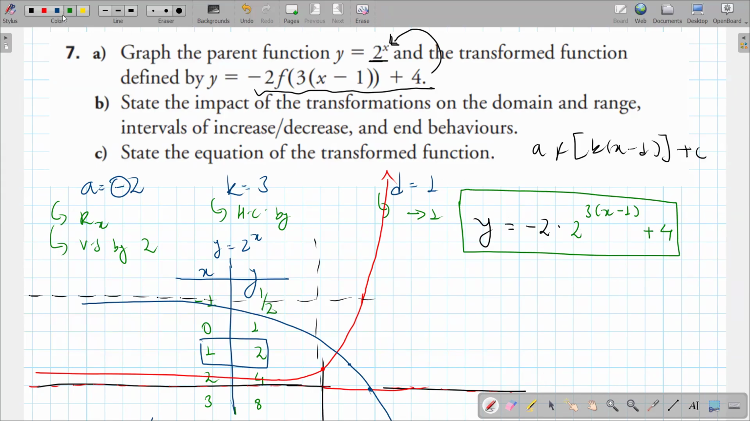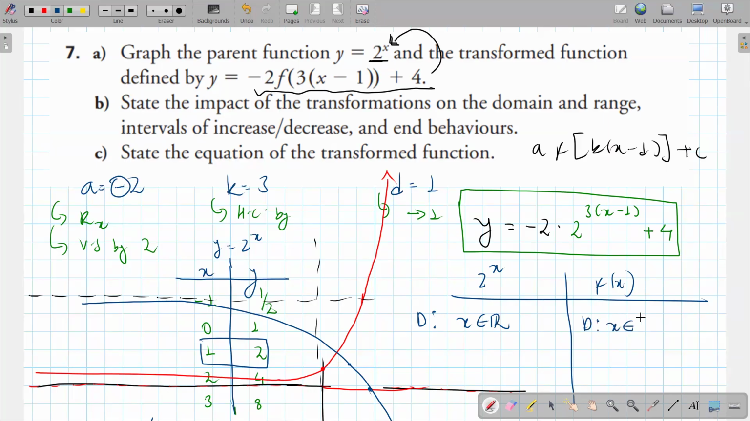So now what we're going to do is comment on the domain and the range. So let me make a table here. So we can say this is for 2 power x, and let's say this is for f of x, the transformed function. What's the domain of an exponential function? It's x ∈ R. It's x here, exactly. So the transform function, is that going to change the domain? No, it's not. The domain of an exponential function is always x ∈ R. Okay, now let's talk about the range. What's the range of 2 power x?